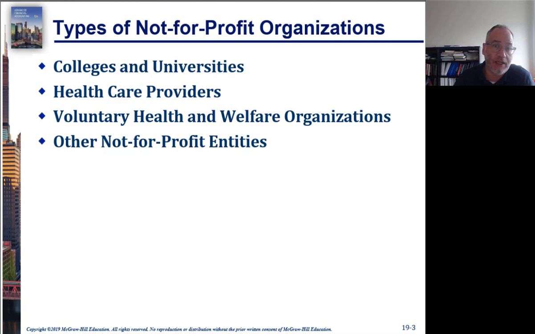And we'll talk about what each type of entity is, examples of each type of entity. For example, what's the difference between healthcare providers and voluntary health and welfare organizations? We'll be talking about what their financial statements look like, and we'll be talking about how they record journal entries.